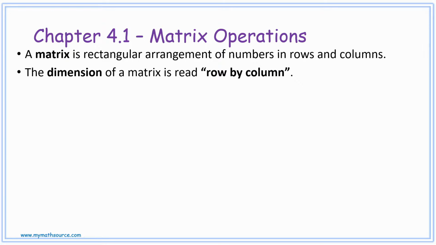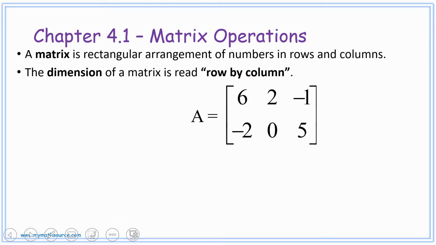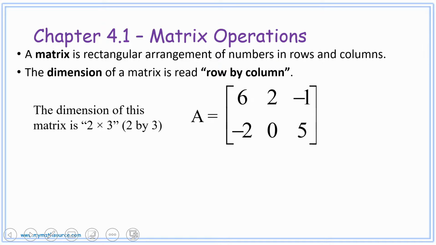Now, remember, rows are horizontal and columns are vertical. And so if we had this matrix here, the matrix A, that's what we will entitle the matrix. Whatever is in front, we can call it that. So we could have a matrix B or matrix C, or we can even define it by actual name. So in this matrix, what we want to do is get an understanding of dimensions. So here we see the dimension of this matrix is a 2 by 3.